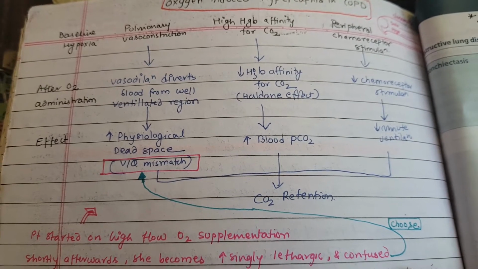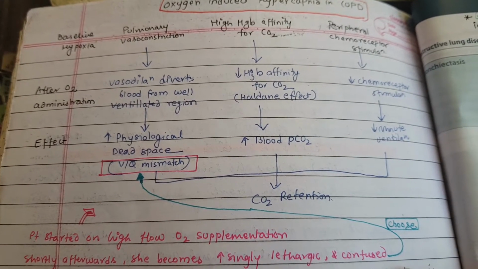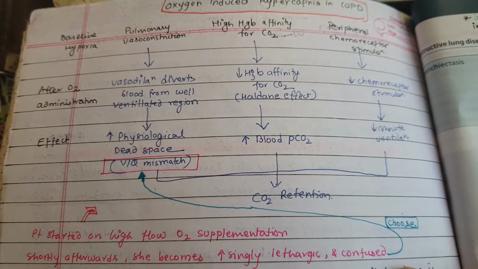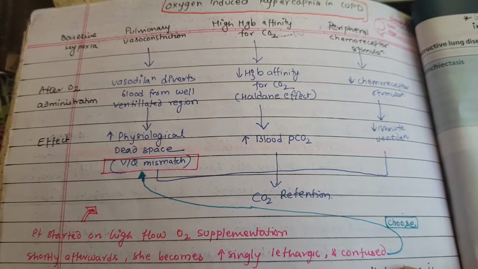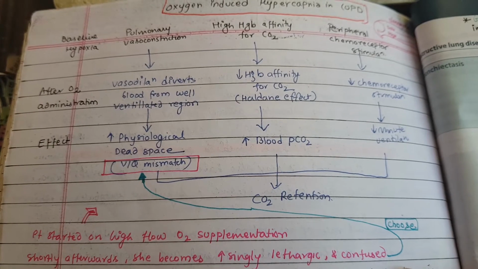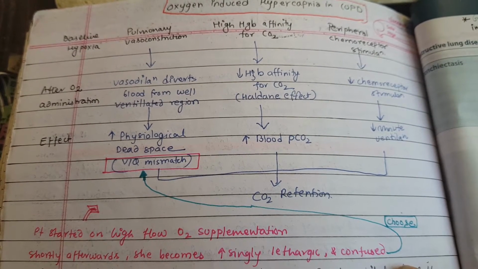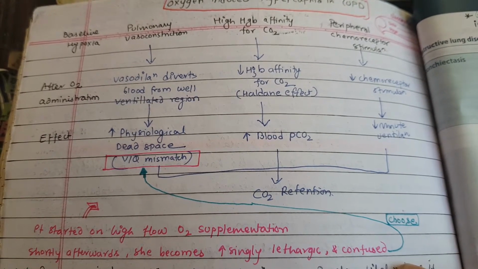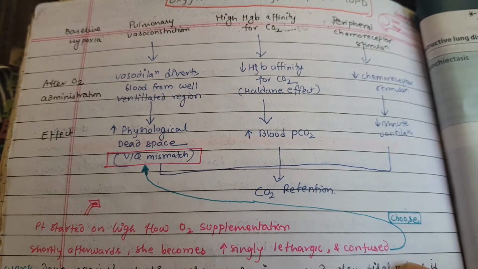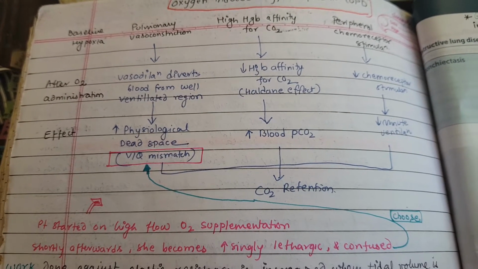Okay, and there is decreased hemoglobin affinity for carbon dioxide, which is due to the Haldane effect again. That will also lead to an increased partial pressure of carbon dioxide. And the peripheral chemoreceptor stimulation will decrease, and there will be decreased minute ventilation. All of these will lead to carbon dioxide retention. But if they tell you to choose one among all these, then remember V/Q mismatch is the most important, okay?